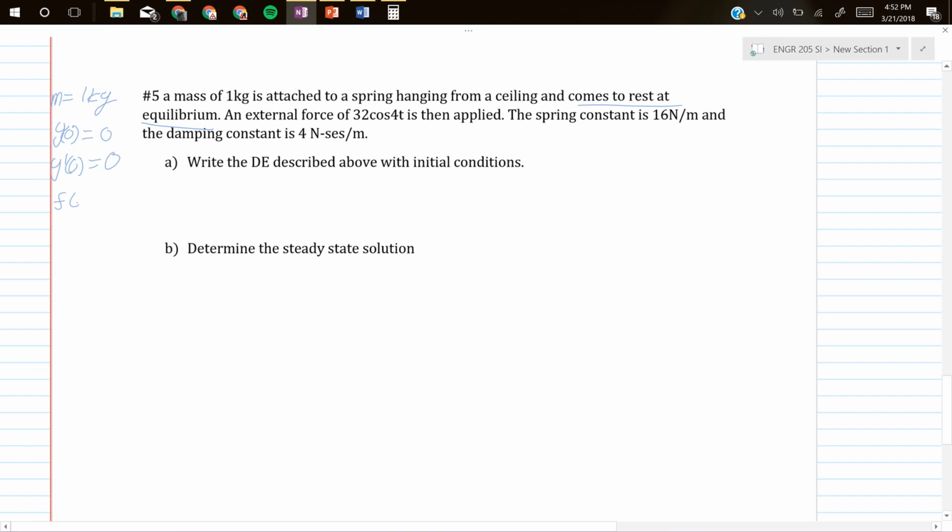So this is our f of t, which is 32 cosine 4t. And the spring constant k equals 16 newtons per meter. And then the damping constant, b, is 4 newton seconds per meter. So then we have to write the described DE above with the initial conditions. So it's going to be y double prime plus 4y prime plus 8y. Instead of equal to 0, it's equal to f of t, which is 32 cosine 4t.